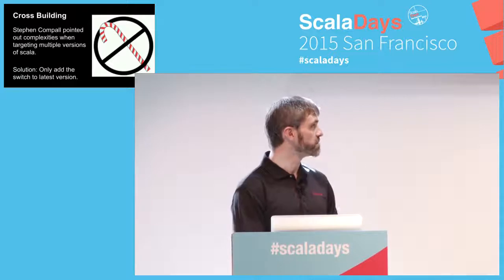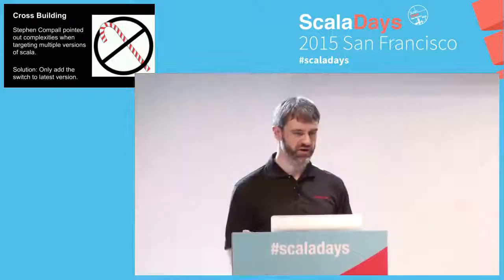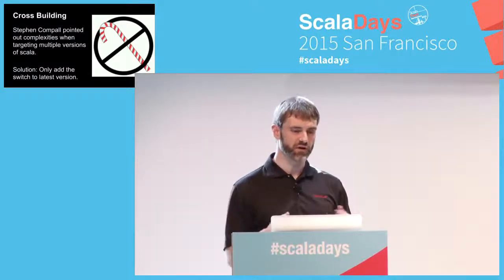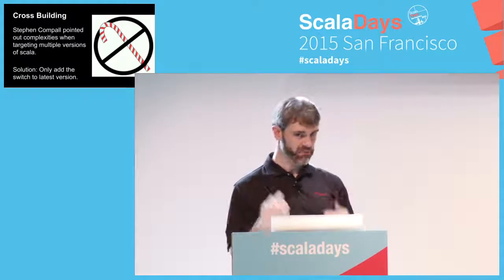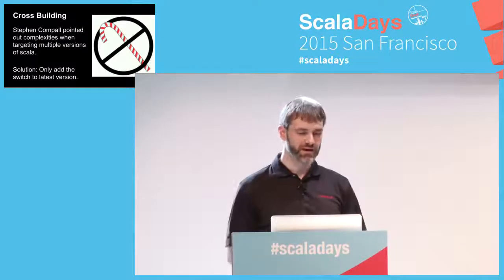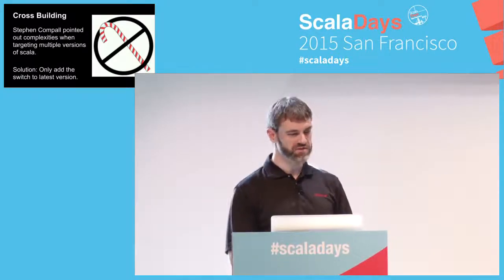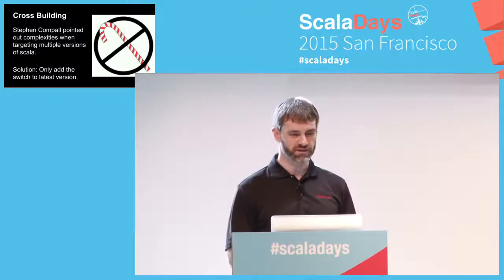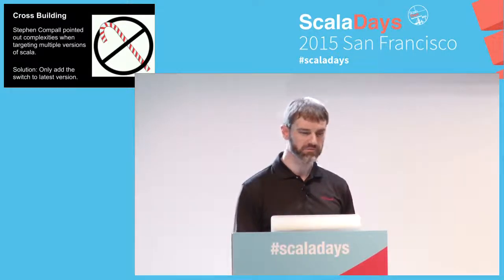You might be objecting and say, I have an open source project that is targeting multiple versions of Scala, and not all of these switches are available for all the versions that I use. I wasn't that smart. One of the times I gave this talk, Stephen Kampal asked me this question, and I stammered and said, I don't know. And then somebody piped up from the back of the room and said, well, all you have to do is only enable those switches for the latest version of Scala that you're targeting.